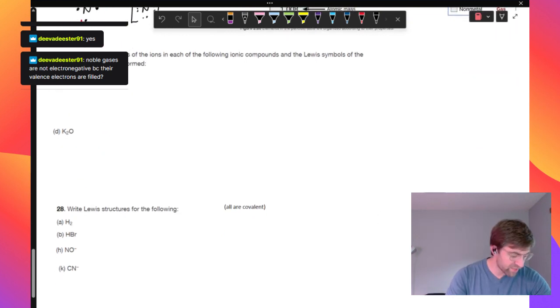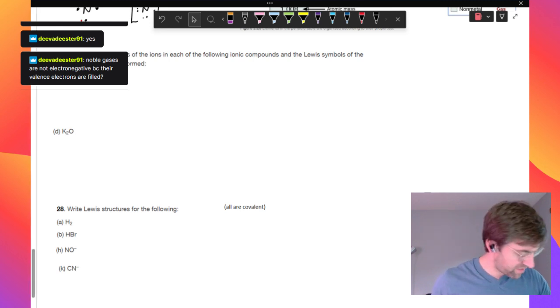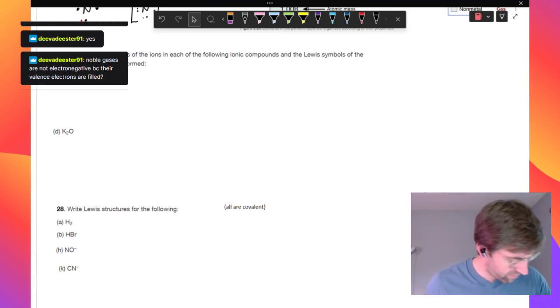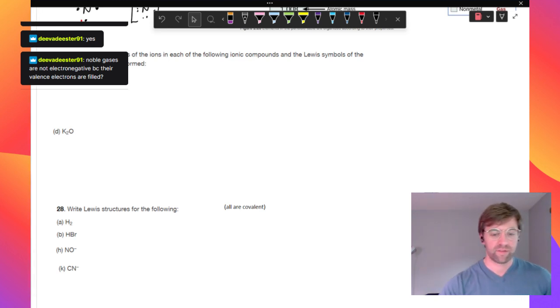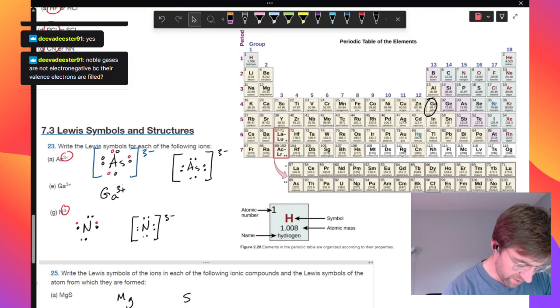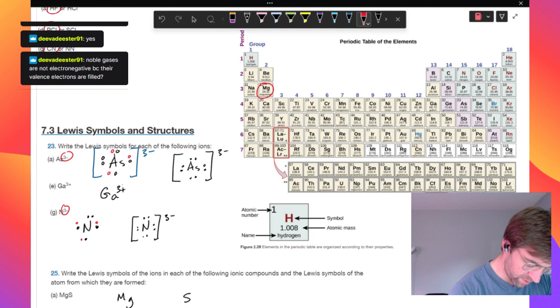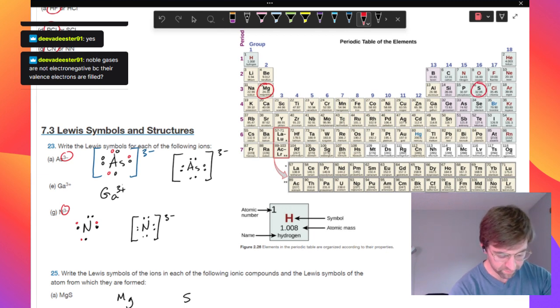Okay, write the Lewis symbols of the ions in each of the following ionic compounds and the Lewis symbols of the atom for which they are formed. Okay, so let's look at the individual species first. We have magnesium and we have sulfur, and on our periodic table, we have magnesium and sulfur.